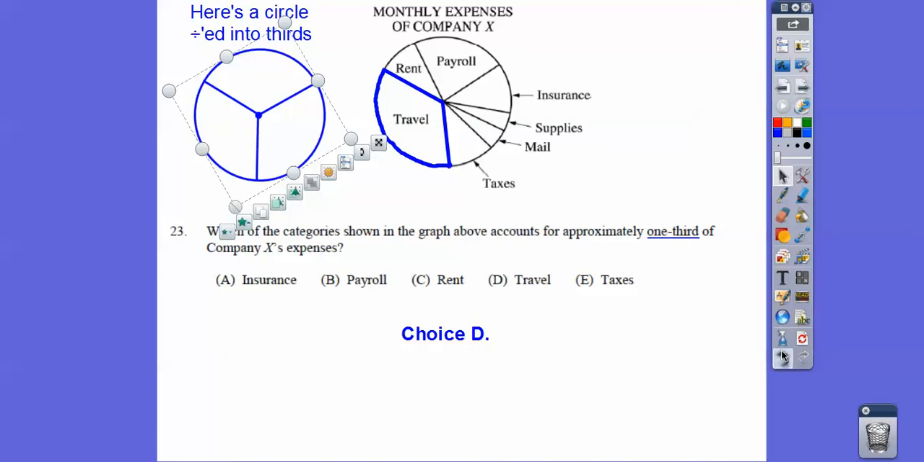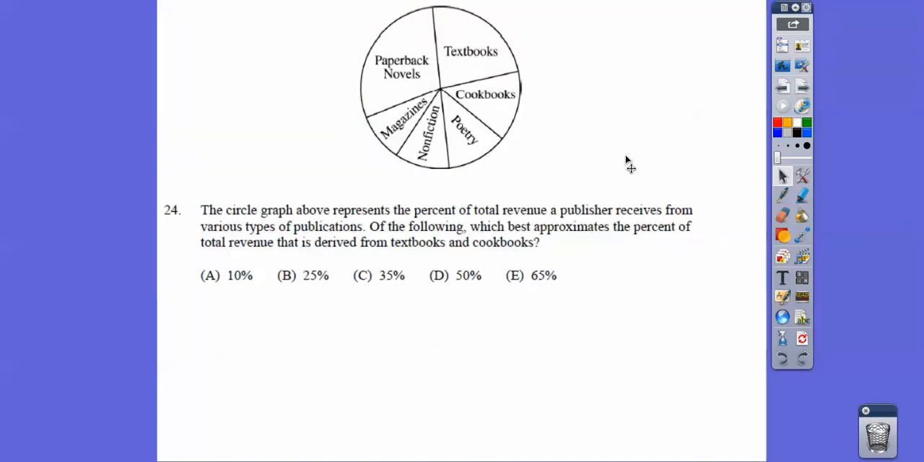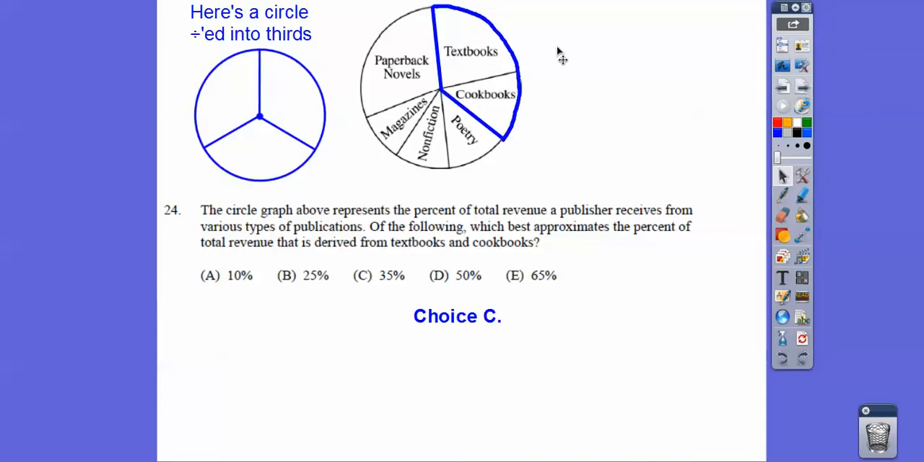This next one, the circle graph above represents the percent of total revenue a publisher receives from various types of publications. Of the following, which best describes the percent of total revenue that is derived from the textbooks and cookbooks? Here's textbooks and cookbooks. Doesn't that look like about the 1/3? 1/3 is about 33%. This one is a little bit more than 33%. Can you see this? It's just a little bit more. So I'm guessing choice C on that one.